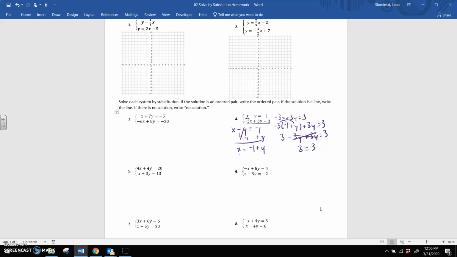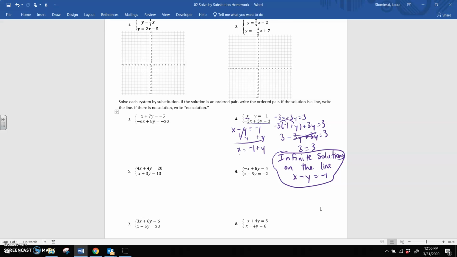So therefore, we would get the solution. You can either write it as infinite solutions on the line, and then you pick one of your two equations. It doesn't matter. I'll take the x minus y equals -1. This is the way I think the notes today showed it, the infinite solutions on the line. The other way you could write that answer is all points on the line, x minus y equals -1.